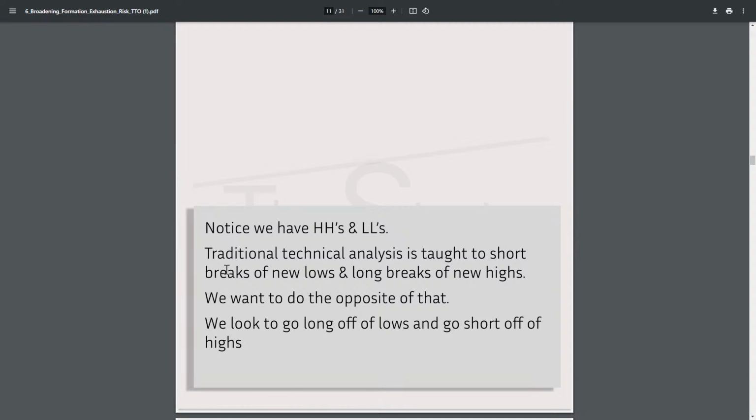So the image that he's gonna send me is for you to notice that we have higher highs and lower lows. So, the defining characteristics of our broadening formation. Traditional technical analysis is taught to short support, so short the lows, and go long on the breaks of new highs. We literally do the exact opposite of that. We are taking profit on our short position at the lows, and we are taking profit on our long positions at the highs.